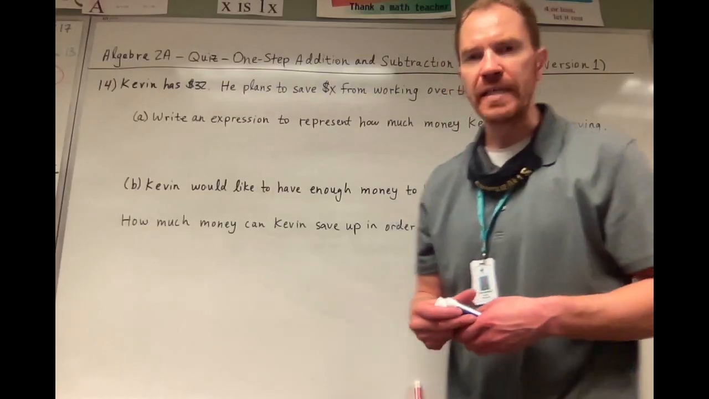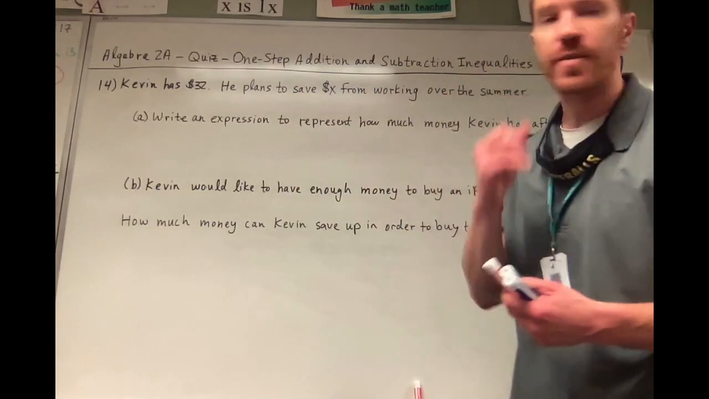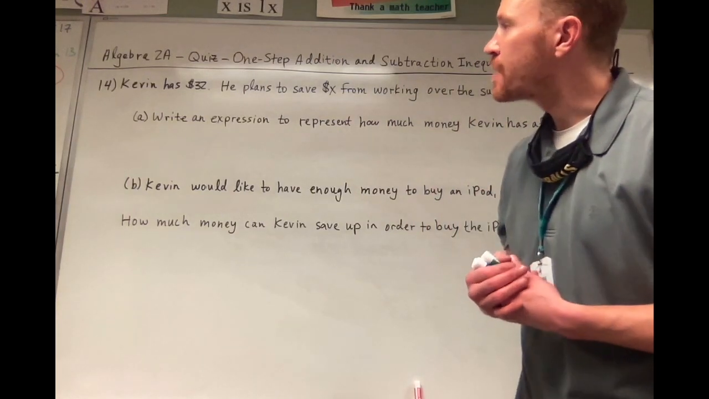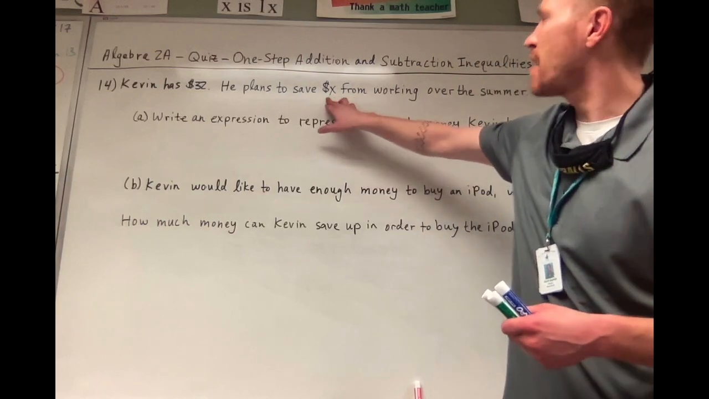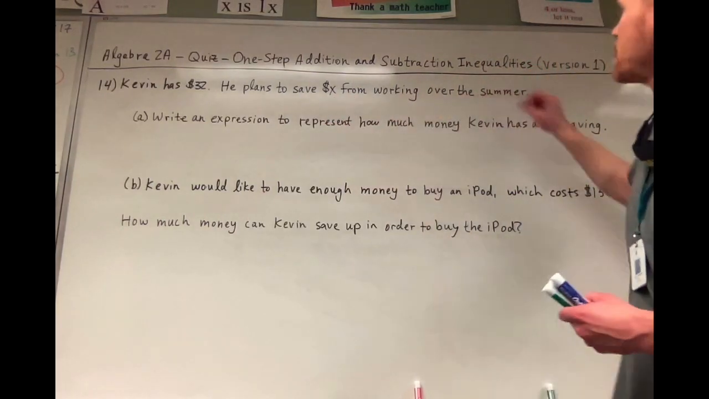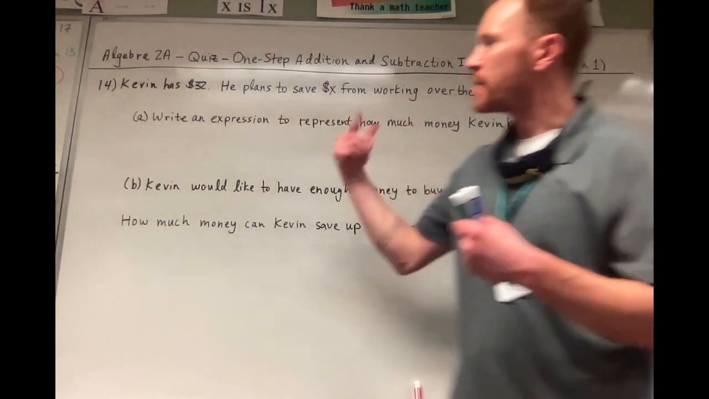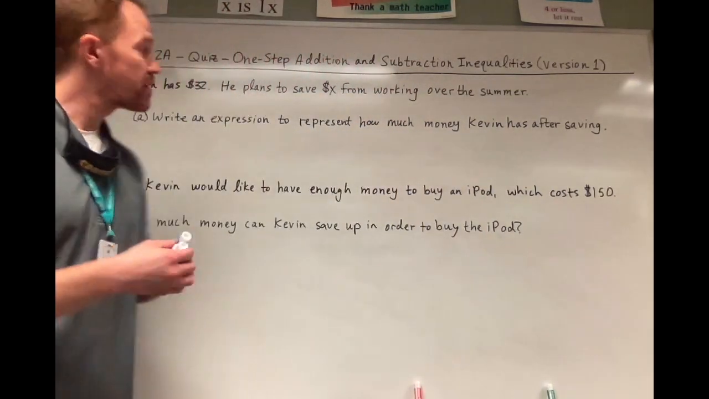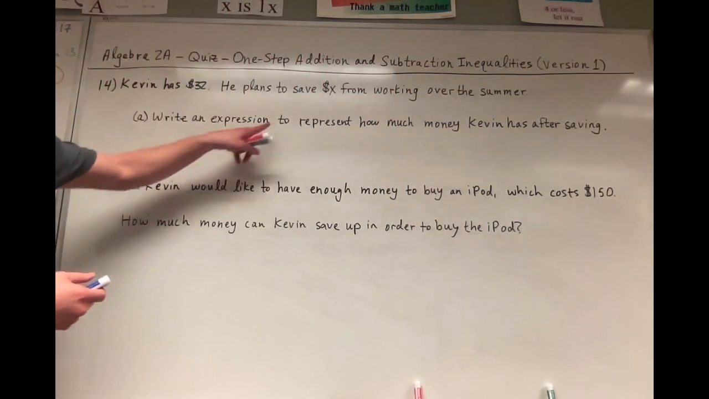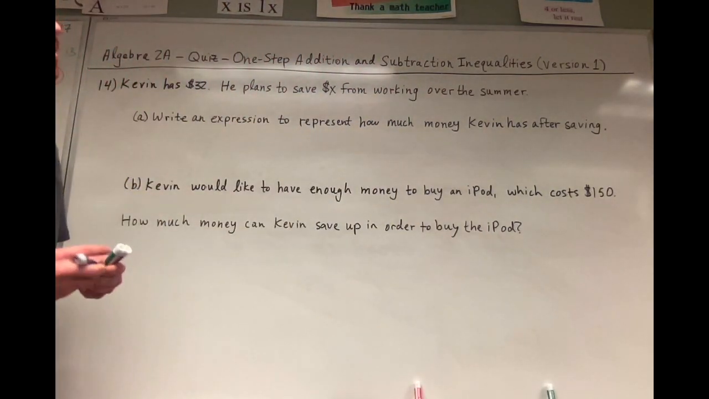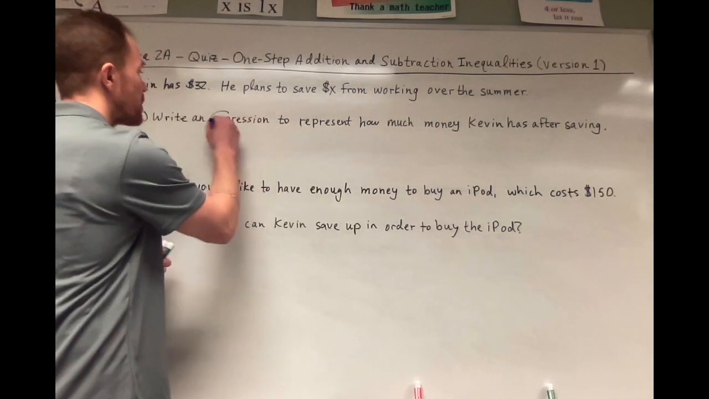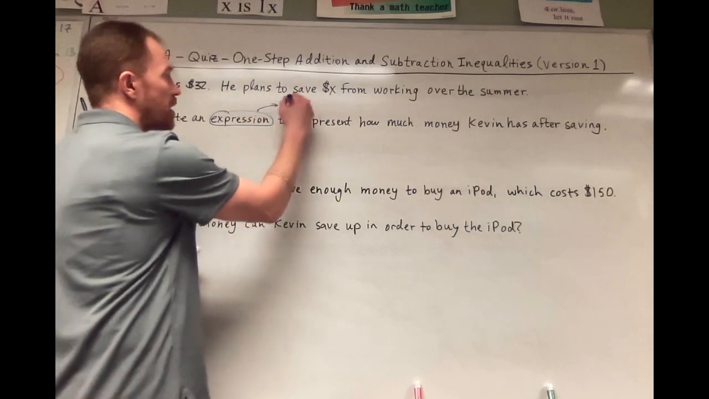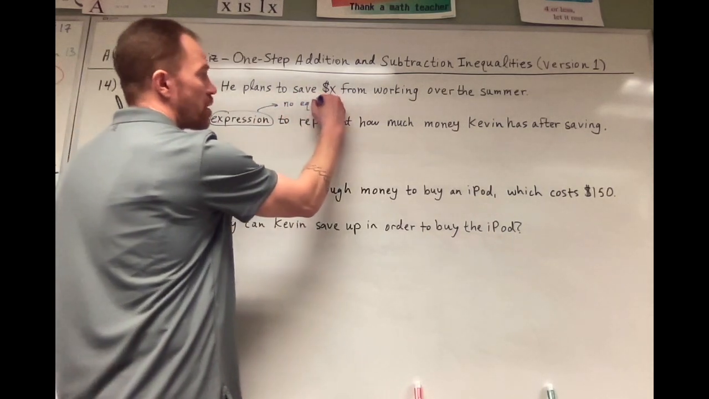All right, same quiz, but now we're on to number 14. That's a story problem. Our story here says Kevin has $32. He plans to save X dollars from working over the summer. And then parts A and B. Part A again asks us for an expression, right? An expression to represent how much money Kevin has after saving. So again, an expression, no equal sign, no inequality.